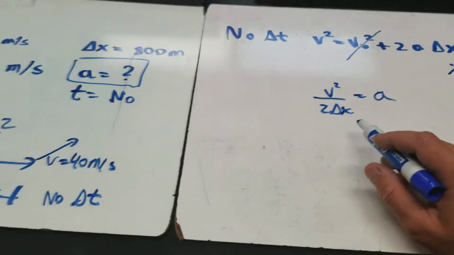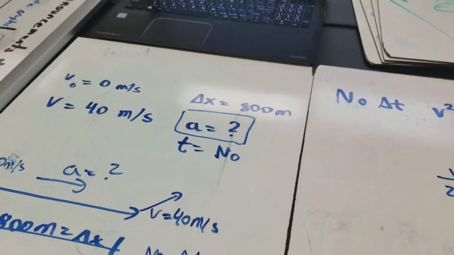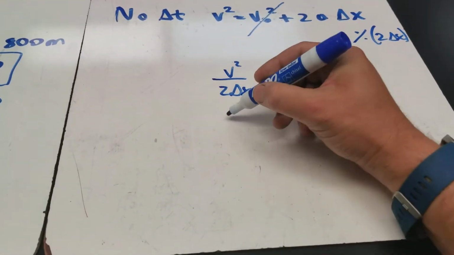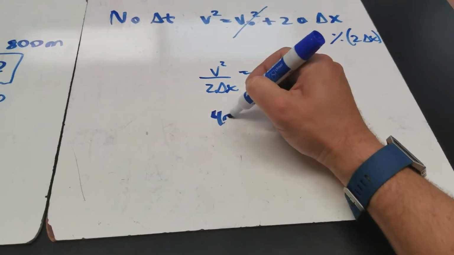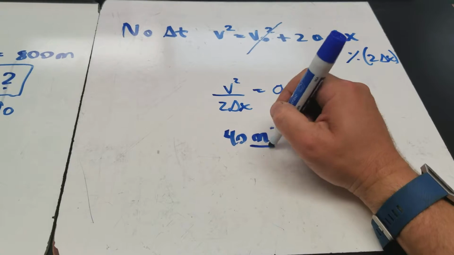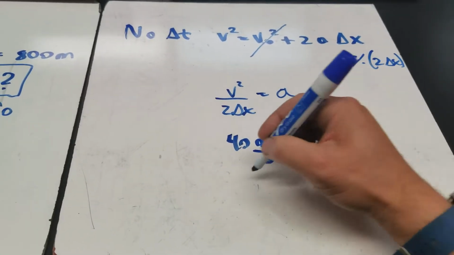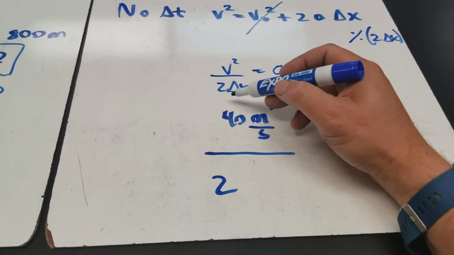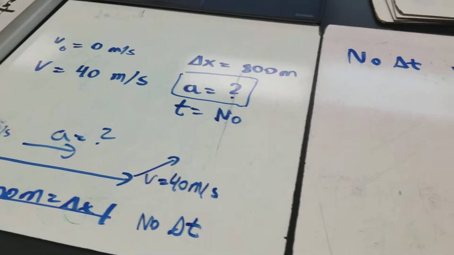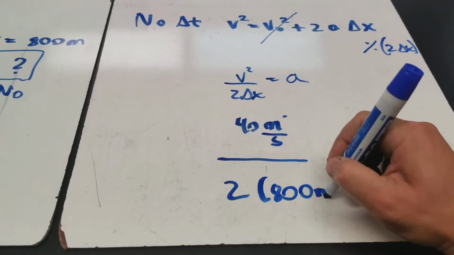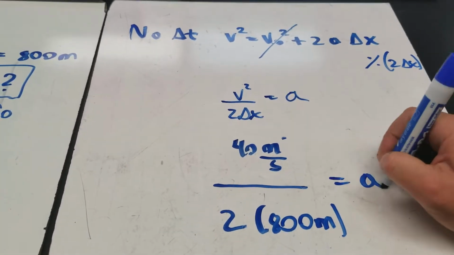All right, so let's go back to our numbers. Our initial velocity is 0. That's canceled out. Our final velocity is 40. That's what we've got to put over here. So 40. And remember, I'm going to include the units: 40 meters per second divided by 2 times. Now I want the displacement, and our displacement was 800 meters. So there it is, 800 meters equals acceleration.